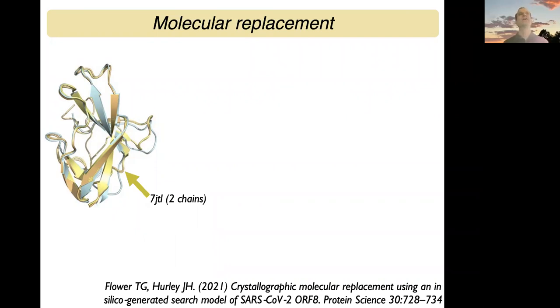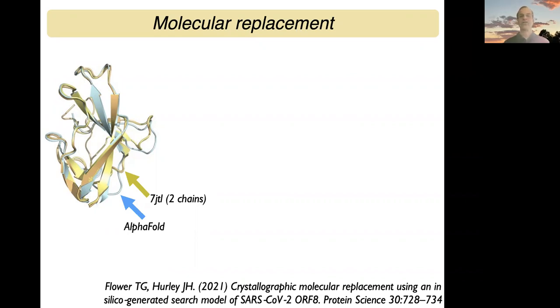So they had submitted a structure to CASP as well, which ended up being in 7JTL, has 2 chains, and the yellow and gray chains are superimposed in this little picture. And the AlphaFold model that they generated is in blue. And you can see that a lot of this model superimposes, but parts of it do not.